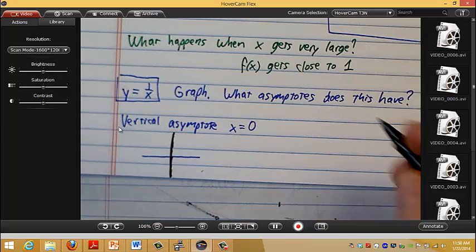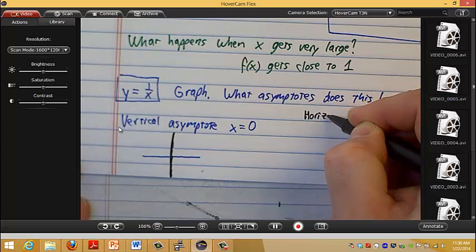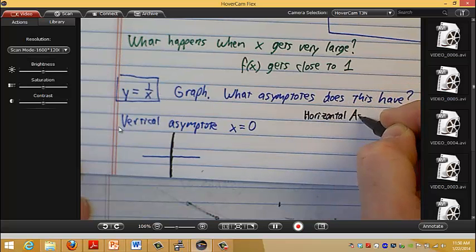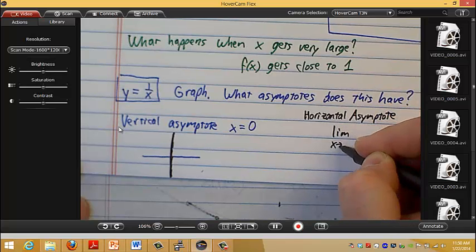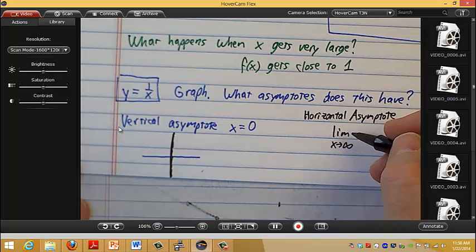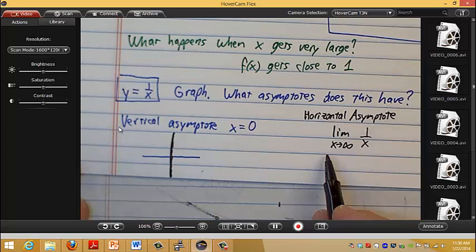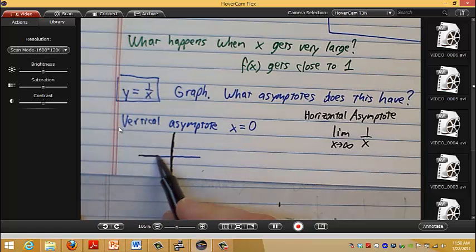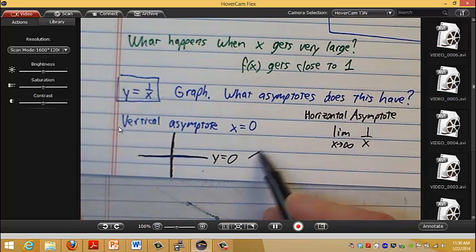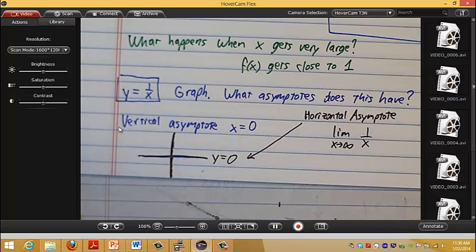But now the next thing we might do, for the horizontal asymptote, is take the limit as x goes to infinity. That'll tell me what happens. When x gets really large, what happens to 1 over x? Like what's 1 over 1,000? 1/1000th? That's really close to 0. Really close to 0. You guys with me? So y equals 0 is my horizontal asymptote. All right?